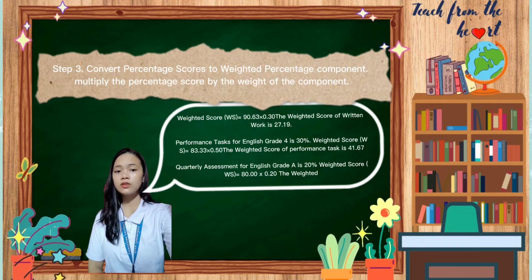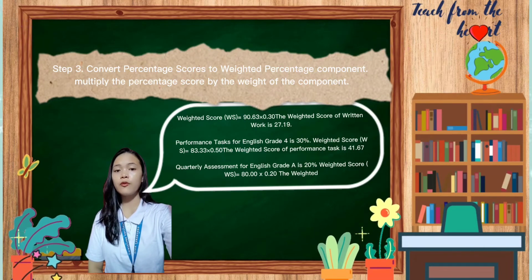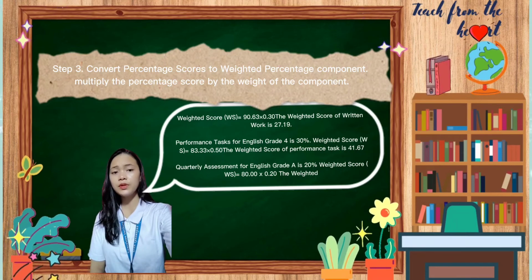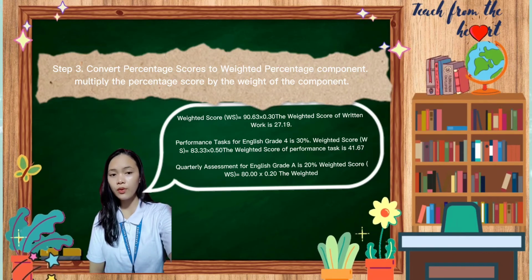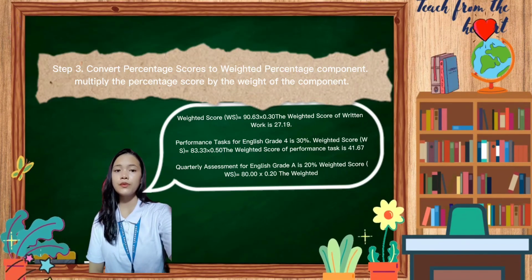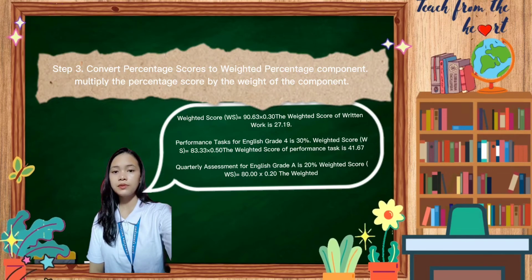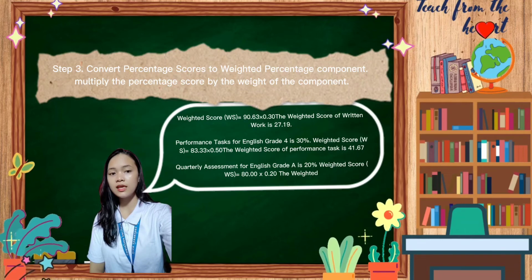The weighted score of performance task is 41.67. Now we have quarterly assessment for English grade is 20%. So we have here 80.00 times 0.20. So the weighted score of quarterly assessment is 16.